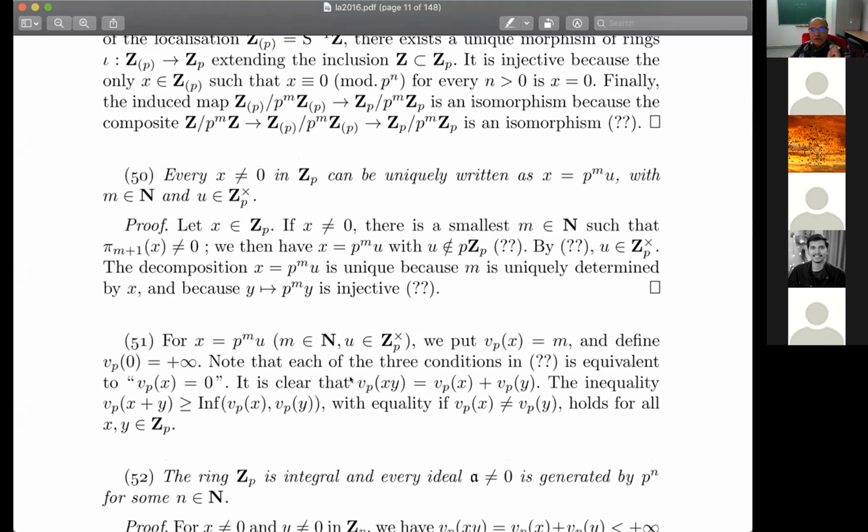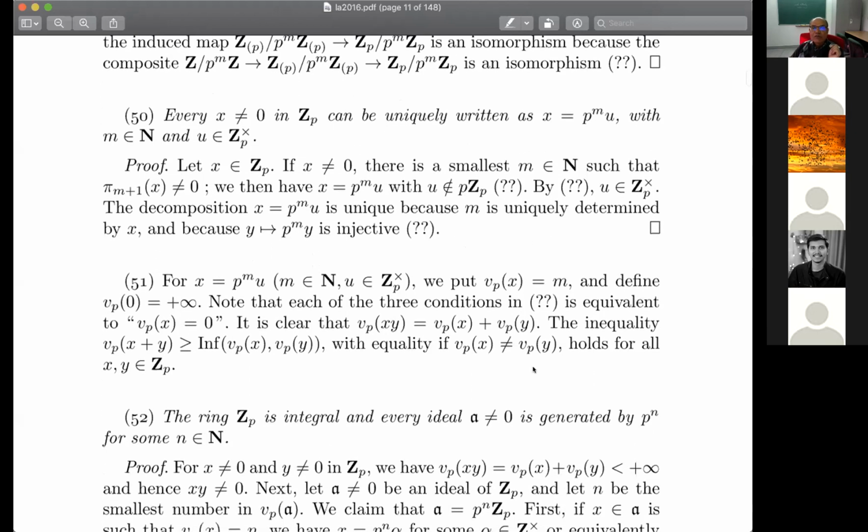So another thing which is clear is that VP of X times Y is VP of X plus VP of Y. Okay? And here is a very important fact, which says that if I take VP of X plus Y, then it's greater than or equal to whichever is smaller, VP of X, VP of Y. Whichever among these two is smaller, VP of X plus Y is larger than the infimum of these two.